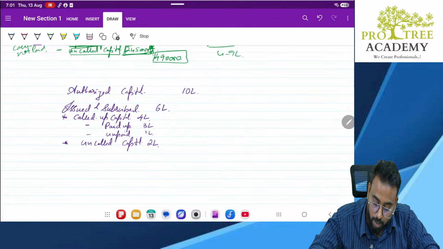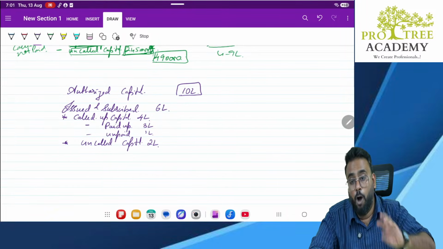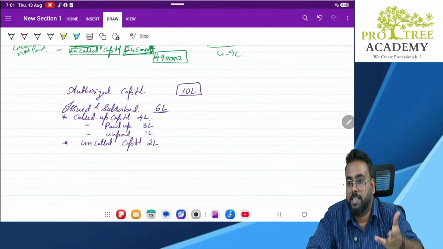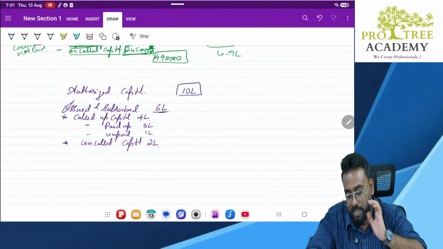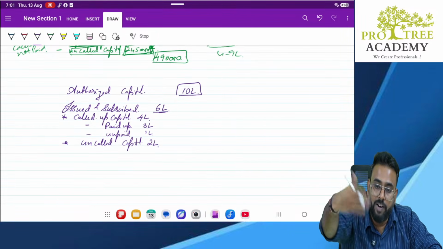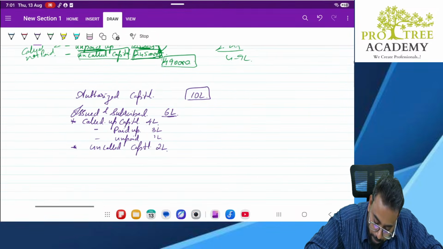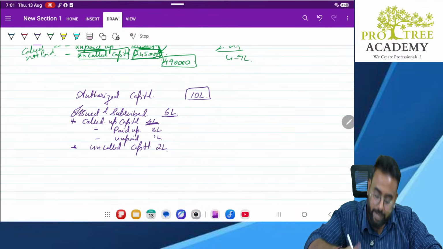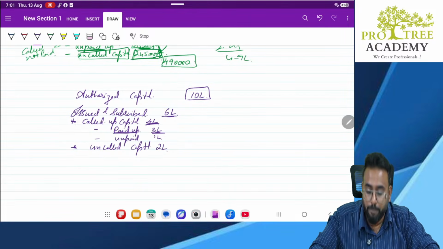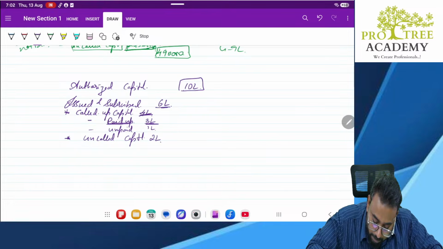Now, look here. What is the maximum amount you can ask for? Sir, I can ask 10 lakh rupees. How much you have actually asked? I have asked 6 lakh. How much you have asked and how much they have subscribed? 6 lakh. Out of 6 lakh, how much money you have already asked them to pay? Sir, I have asked them to pay 4 lakhs. That is your called up capital. How much is actually paid? Sir, they have paid only 3 lakhs. So that is called as paid up capital. Sir, another 1 lakh is not yet paid. That is called as unpaid capital.